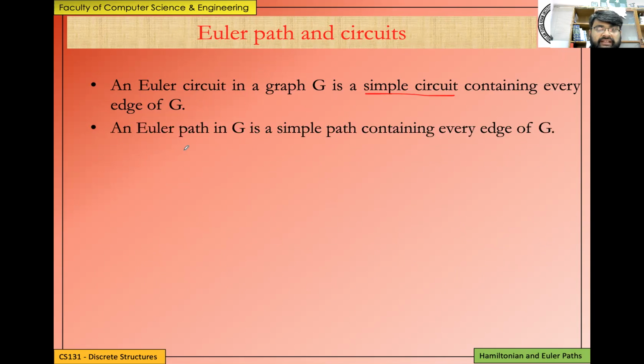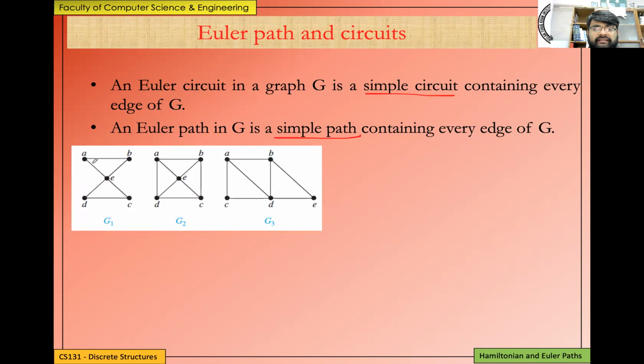An Euler path, on the other hand, in G is a simple path. And we have already discussed the difference between a path and a circuit or cycle, and a path or a walk. So an Euler path is a simple path containing every edge of G. The difference between an Euler circuit and an Euler path is that an Euler circuit is by default an Euler path as well. However, each path need not necessarily be an Euler circuit, because for a circuit you need to start and end at the same point, but for a path you can start and end at different points. However, an Euler circuit is by default an Euler path.